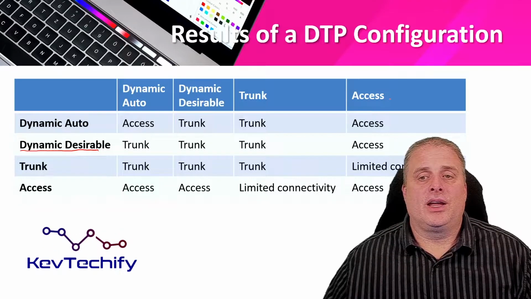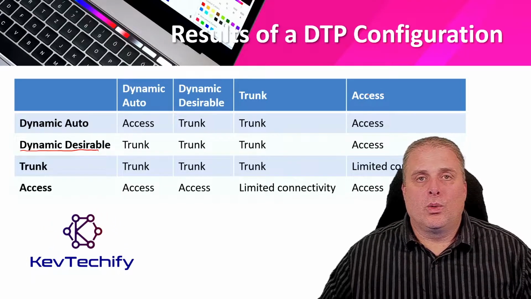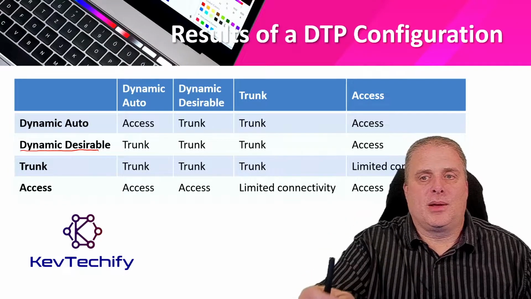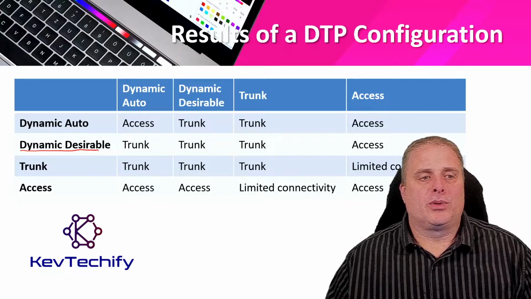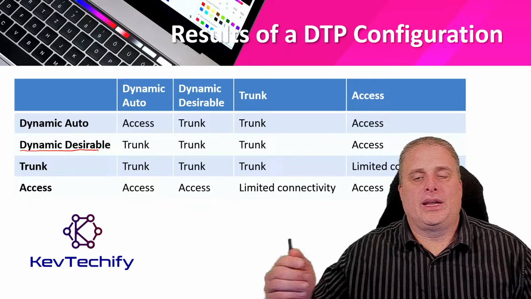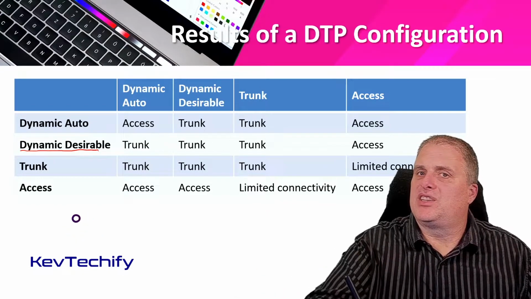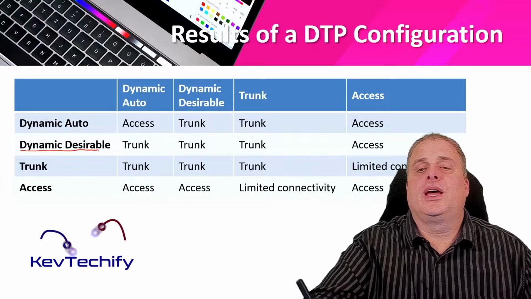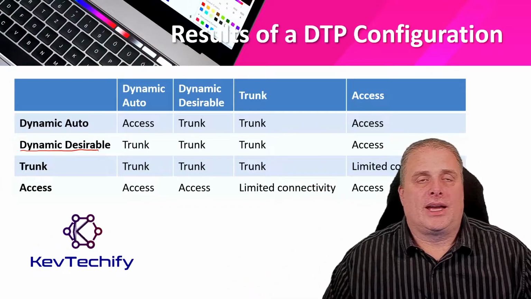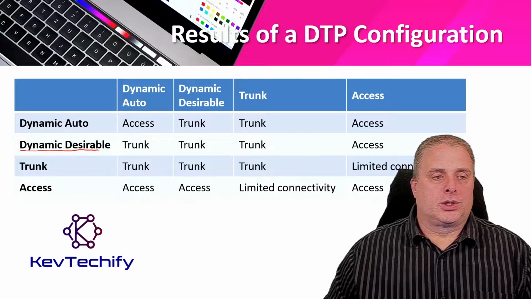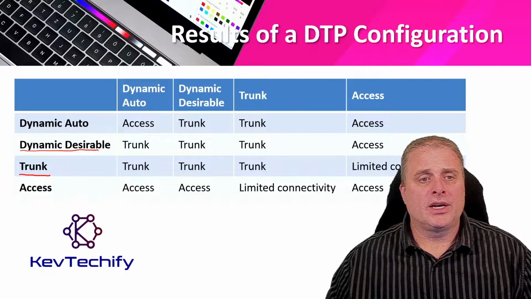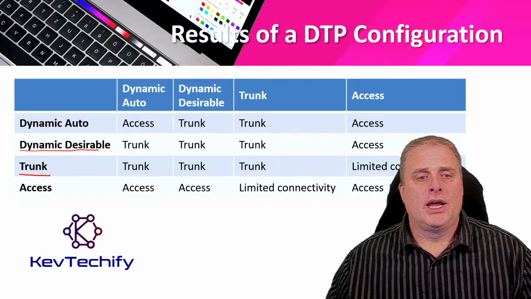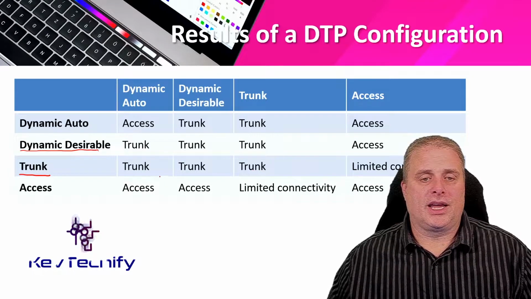But if the other end is set to access, and once again, that permanently sets that port to access if you use that option, the dynamic desirable is going to give you an access port. It's going to negotiate as best it can for a trunk, but if it can't do that, then it'll go to that access port. Trunk: if you set your port to a trunk here, because the other ones negotiate for a trunk, it's going to do the best it can to get you a trunk.